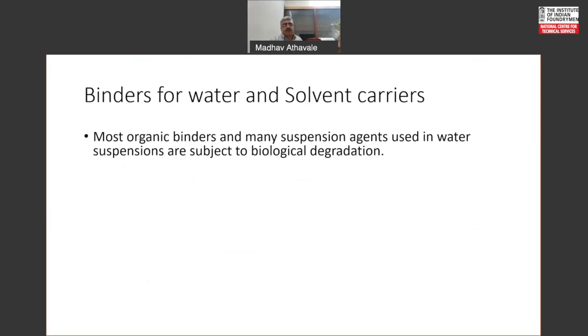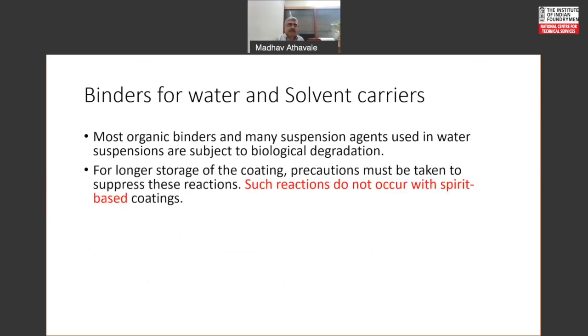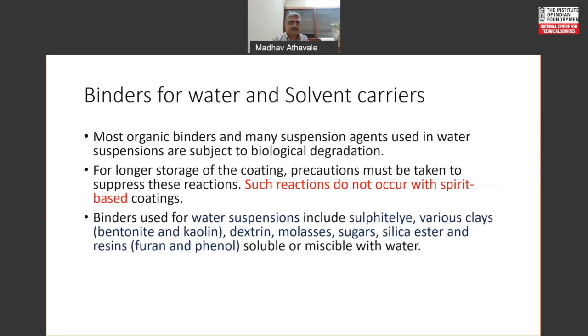Now, another important point for binders for water-based coatings is most of these organic binders and many suspension agents are subject to biological degradation. So for longer storage of coatings, precautions have to be taken to suppress these reactions. Usually the coating producers will add biocides to prevent the bacteria formation and fermentation. In spirit-based coatings, that doesn't happen.